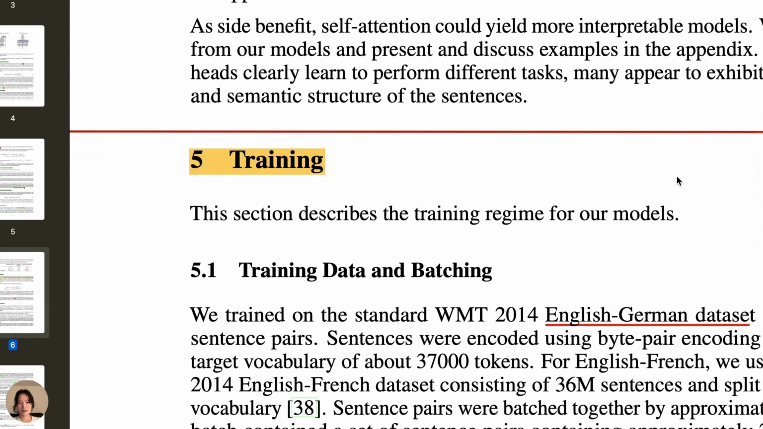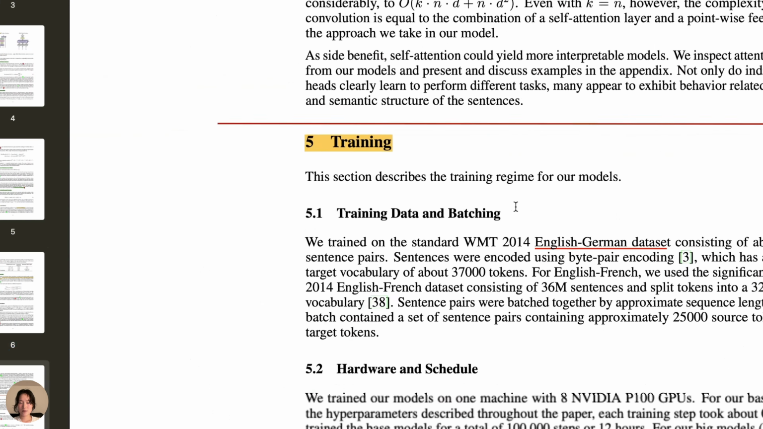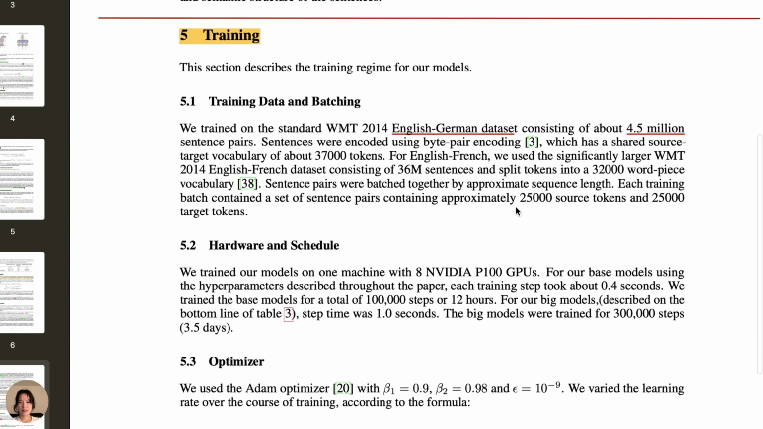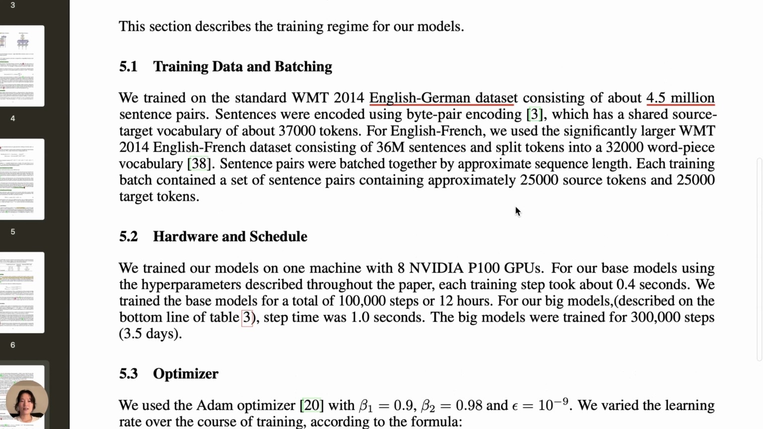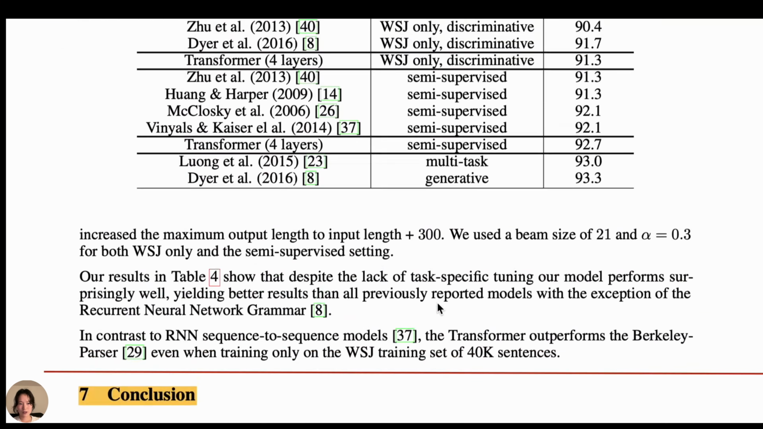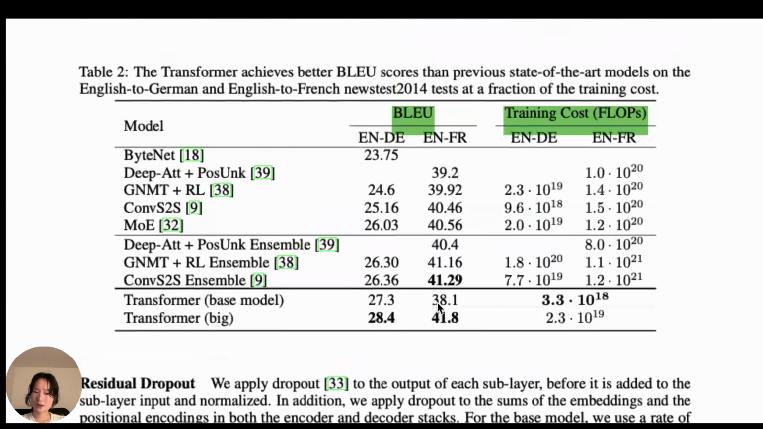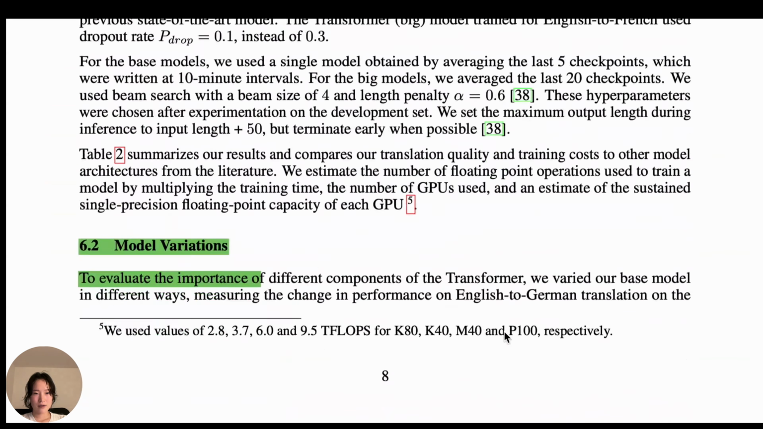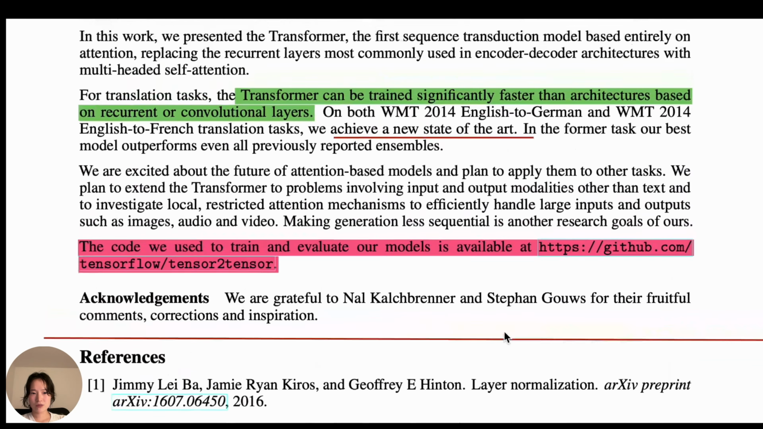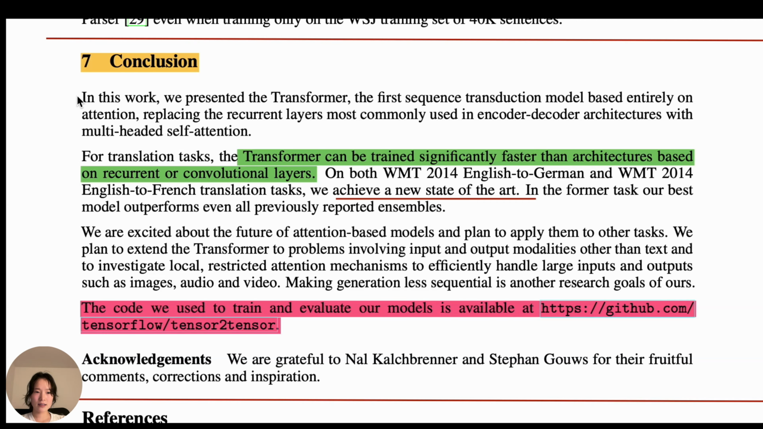You move on to the next part, the training part. In the training part, you can see what kind of things they engineered and what kind of settings they used in this training: what kind of data set, what kind of GPU, what kind of optimizer, what kind of regularization, and what kind of results they achieved, what kind of variations they've tried, and the conclusion.